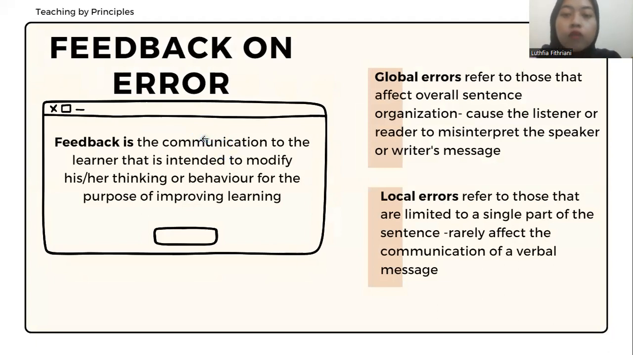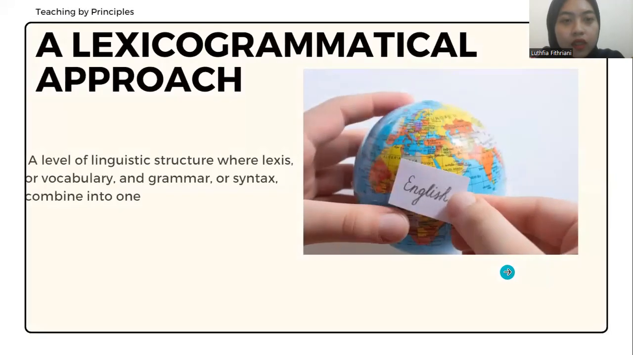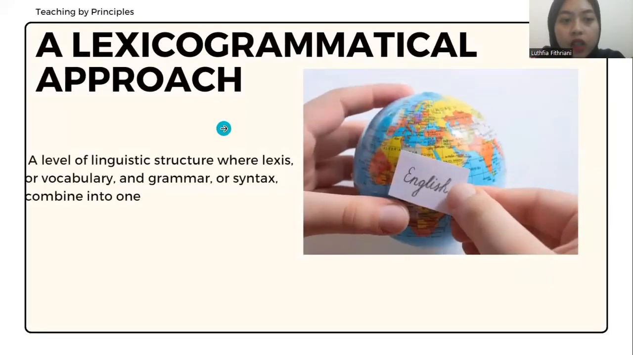There are two types of error, global error and local error. Global errors refer to those that affect overall sentence organization, cause the listener or reader to misinterpret the speaker or writer's message. While local errors refer to those that are limited to a single part of the sentence, rarely affect the communication of a verbal message. Lexicogrammatical approach: level of linguistic structure where lexis or vocab and grammar or syntax are combined into one.